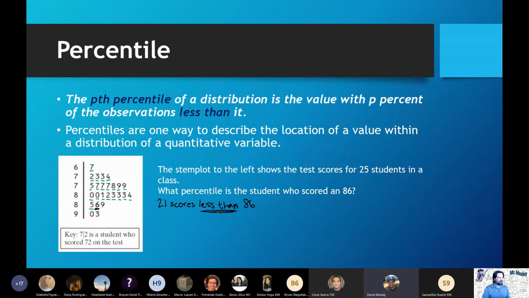Okay, so now I need to find the percentage. To do that, I take the scores that are less than 86 and divide by the total number of scores, or the total number of observations. So 21 divided by 25. And that's going to get me a decimal, which is 0.84.